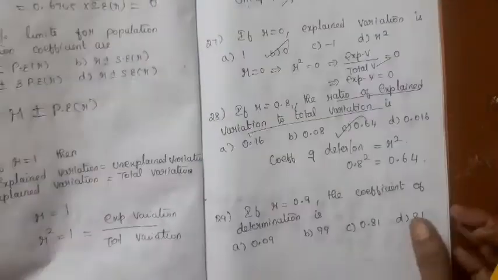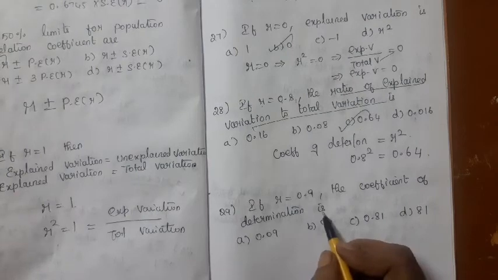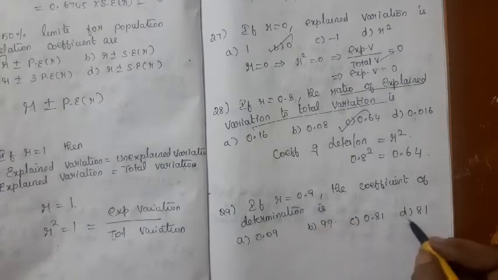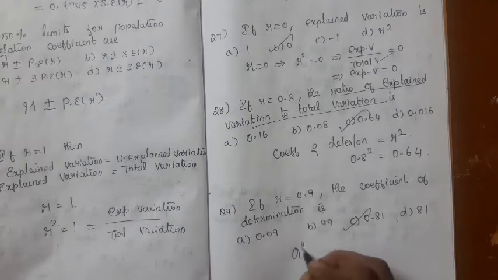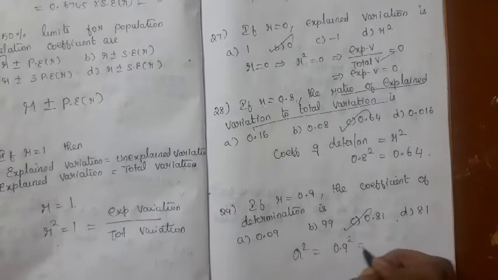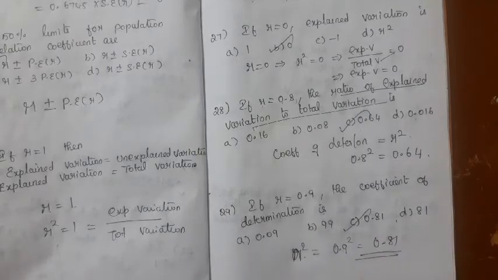Now the next question. If R is equal to 0.9, the coefficient of determination is 0.9 square, which is 0.81. Right? R square is equal to 0.9 square, that is 0.81. Okay. Right.